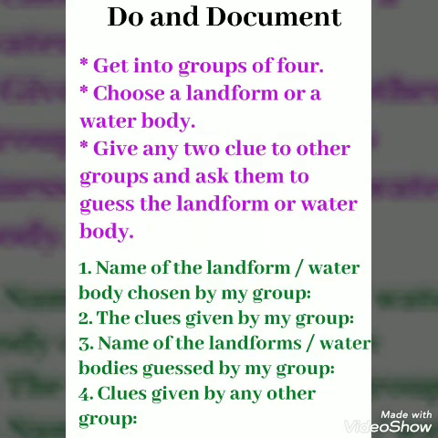Your first question is, name of the landform or water body chosen by my group. Your second question is, the clues given by my group. Your third question is, name of the landforms or water bodies guessed by my group. Your fourth question is, clues given by any other group.